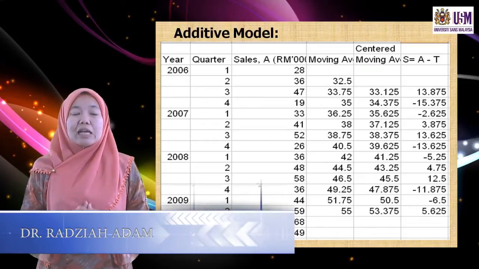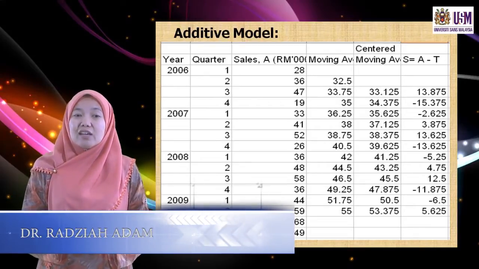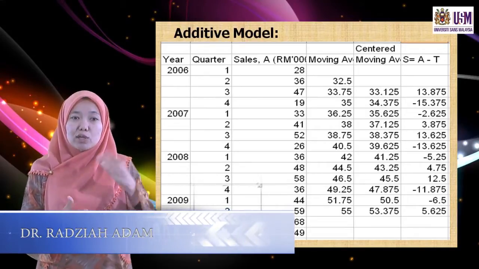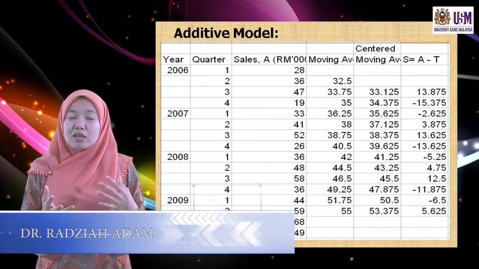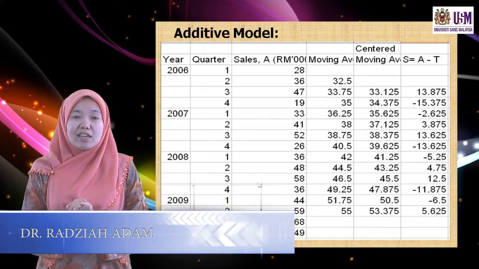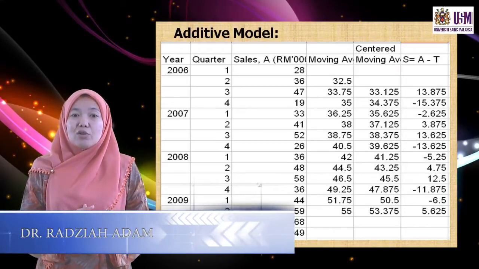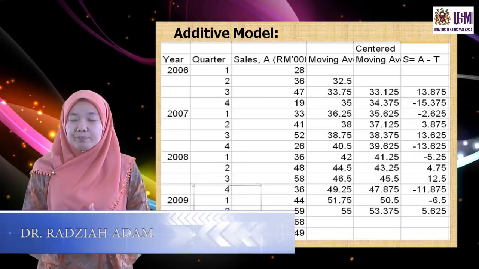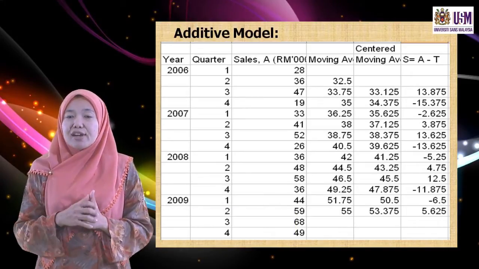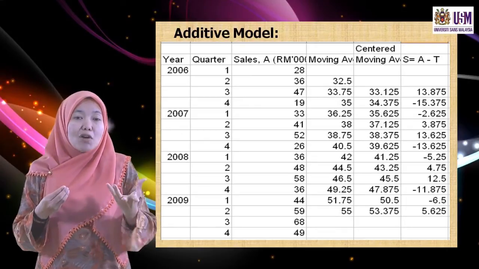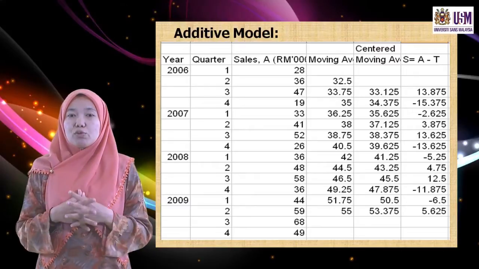In this example, you have quarterly data, quarter 1 to quarter 4, for 2006 up to 2009. We are still talking about sales, let's name it A, or just now it should be Y, in 1000 ringgit Malaysia. In this case, because it's quarterly, you need to calculate the 4 quarter moving average.